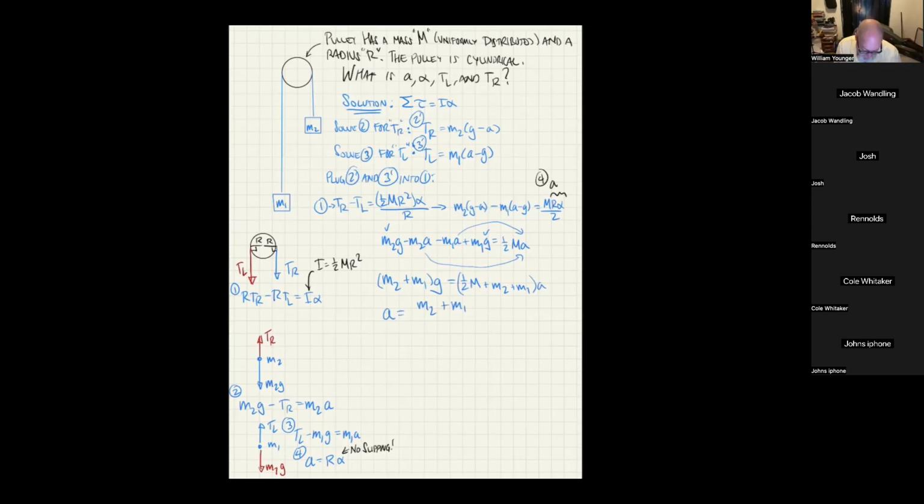I really expected that to come out to be a minus. Did I drop a sign somewhere? I'm pretty sure I dropped a sign. I had to have dropped a sign. M2G minus M2A minus M1A plus M1G. Looks like it worked out. Over M1 plus M2 plus 1/2 M, all that times G. That definitely shouldn't give.